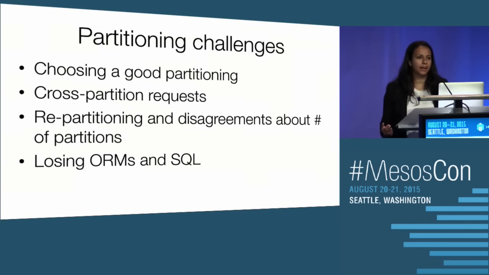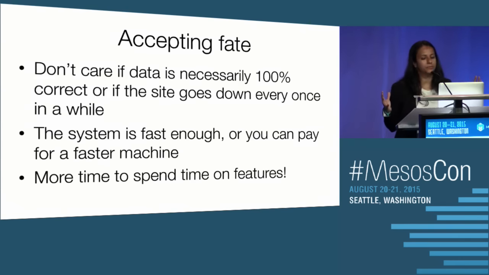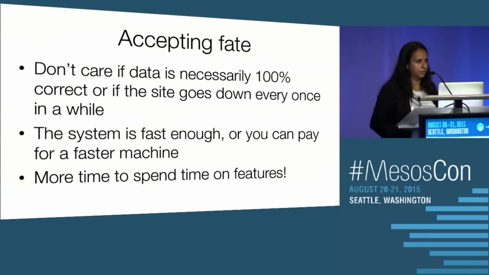So given that getting high performance is so hard, given that there are all these challenges, all these gotchas with the very basic ways of getting better performance, it seems like it might be a good idea to just deal. And I think this is actually a very valid way to handle your system, to sort of accept fate. So the places where this works are when you don't care if data is necessarily 100% correct or if the site goes down every so often.